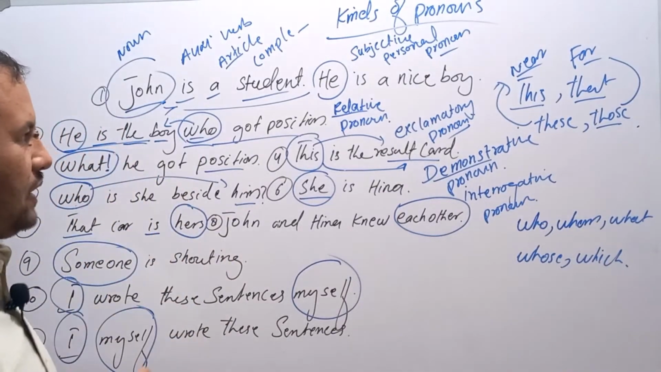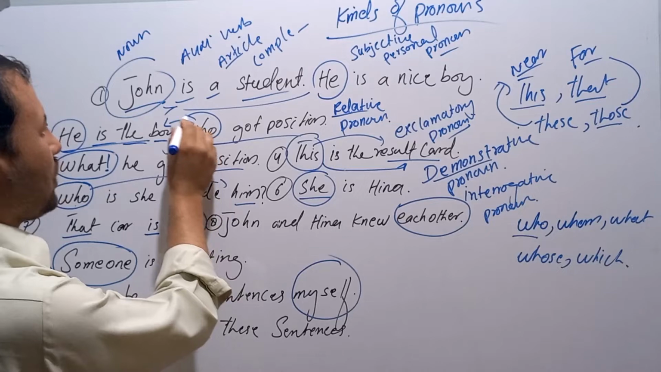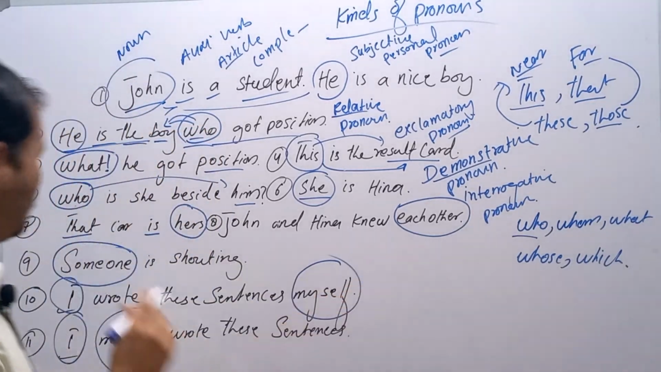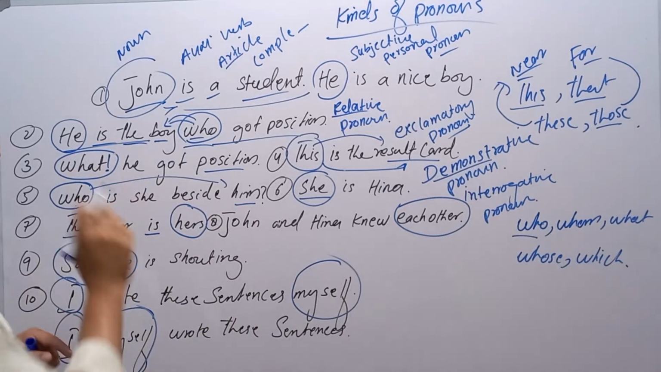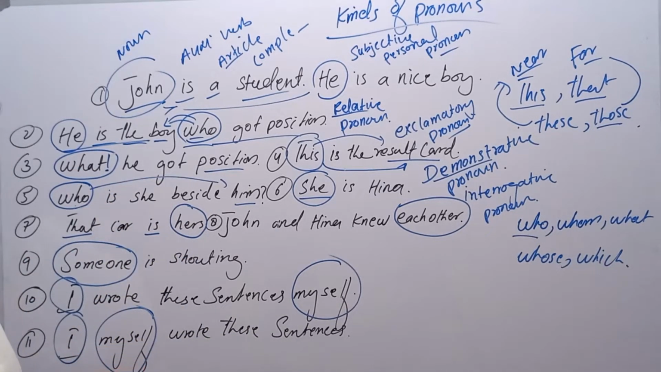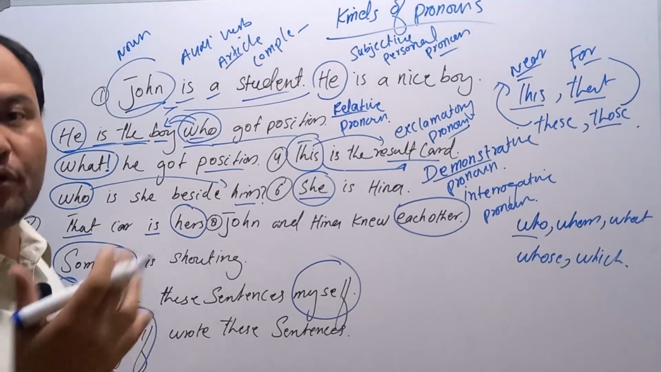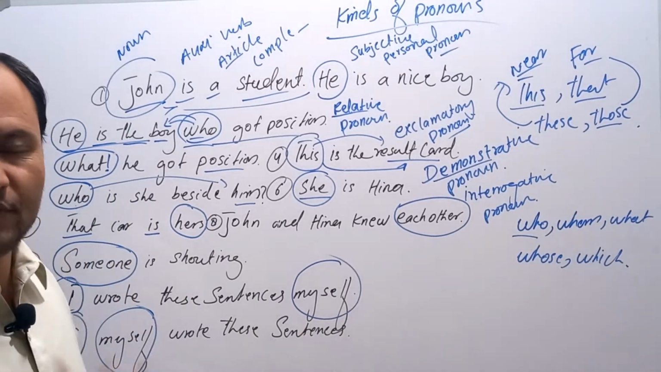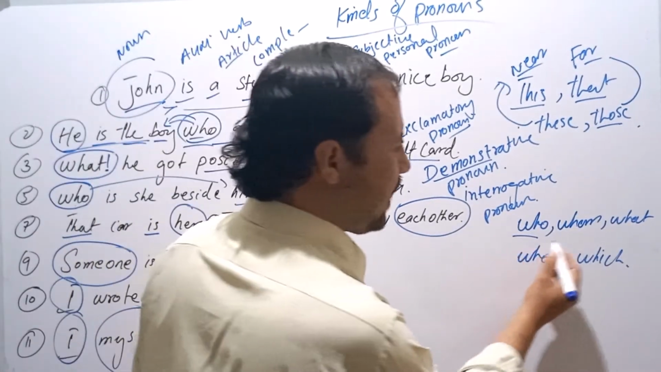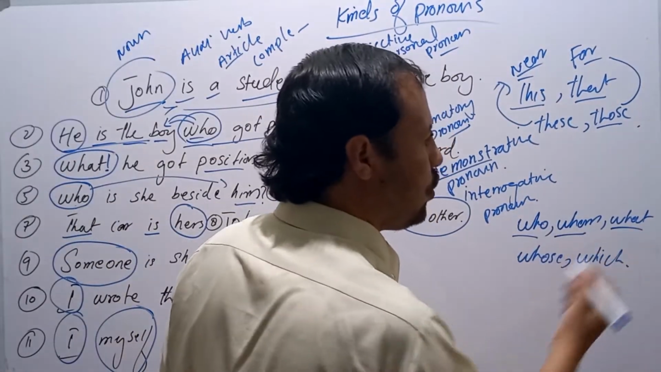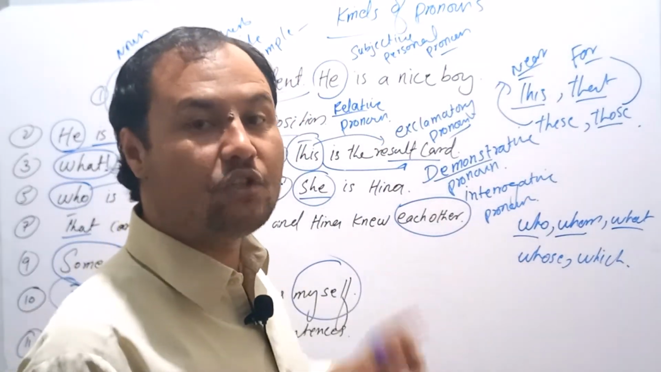Now the difference is this: is it showing any relation? Relative pronoun is showing relation. Now here, this who, is it showing any relation? Or is it showing any surprise, sudden emotion? No. Interrogative pronouns are used to interrogate. They are used to ask questions. So there are only 5 interrogative pronouns: who, whom, what, whose, and which. These are the interrogative pronouns.